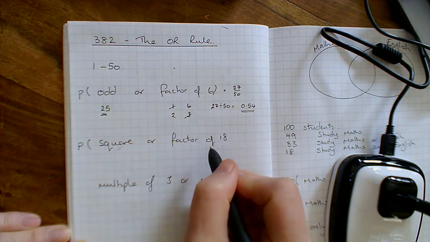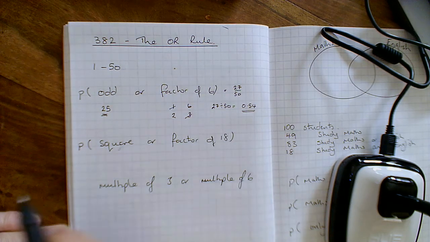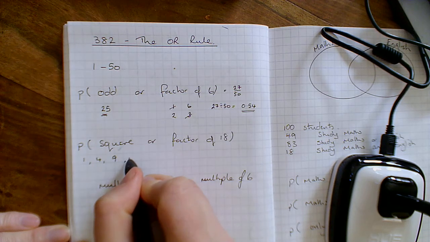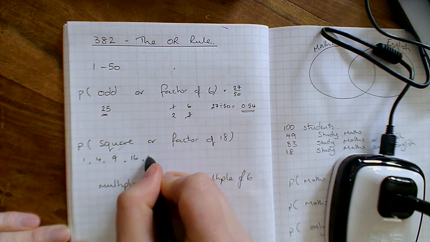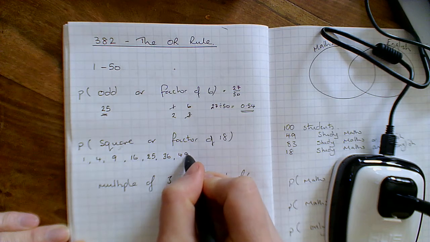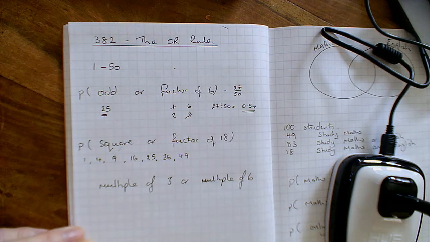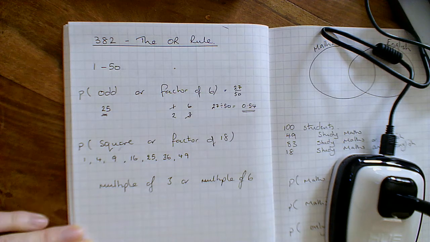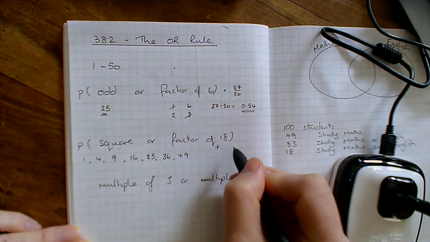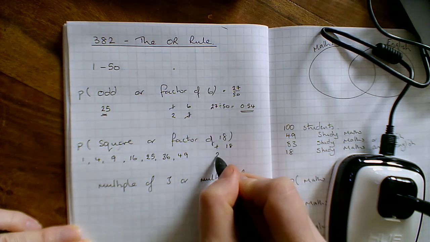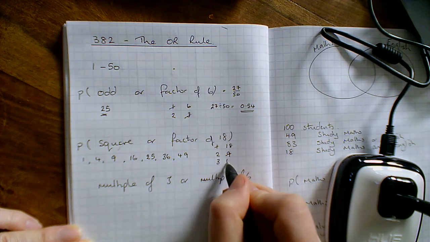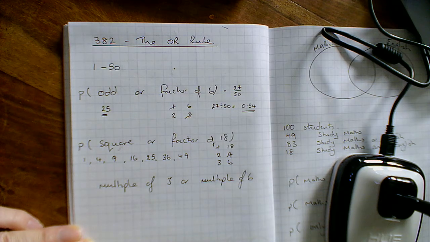So the next one, the probability of getting a square number or a factor of 18. So the square numbers are 1, 4, 9, that's 3 times 3, 4 times 4 is 16, 5 times 5 is 25, 6 times 6 is 36, 7 times 7 is 49. The factors of 18, so the numbers that go into 18, are 1, which is a square number, so we can cross that out, and 18 is not. 2 and 9, but 9 is a square number, so we've already counted that one. 3 and 6, they're all the factors of 18.